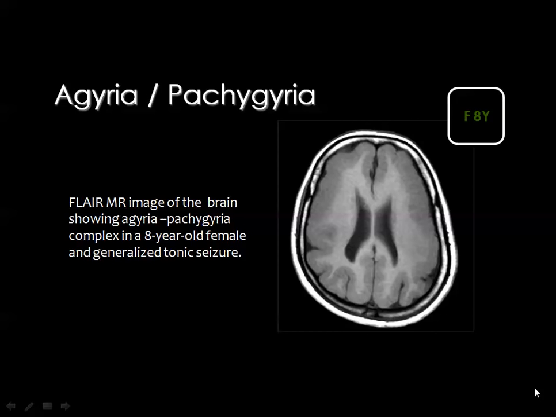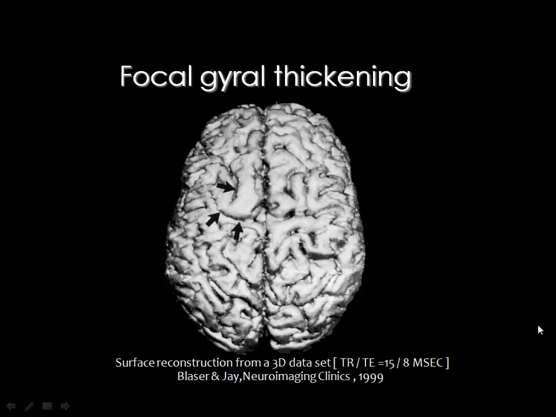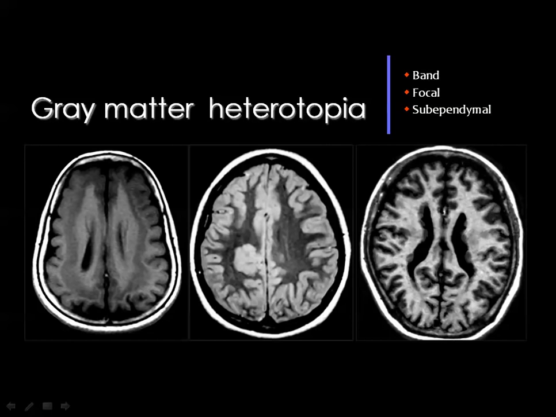Then agyria and pachygyria: agyria means that there are no sulci or gyri, but pachygyria means that there are sulci and gyri, but they are few and very thick. Then sometimes you can see surface reconstructed images to look carefully at the gyri, which are markedly thickened and broadened.